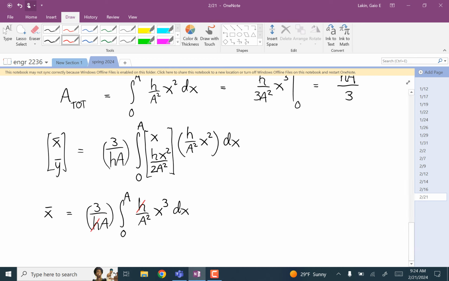We can cancel these h's. And you get 3 over, I'm going to pull the a squared out, so 3 over a cubed times x to the fourth over 4, evaluated from 0 to a. And so you get 3a over 4. Okay?